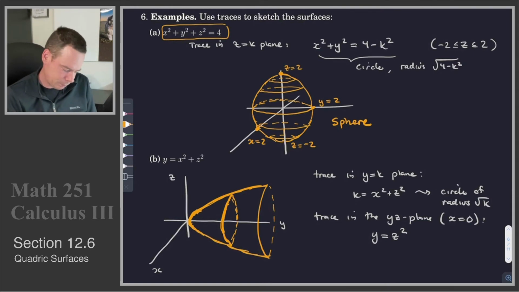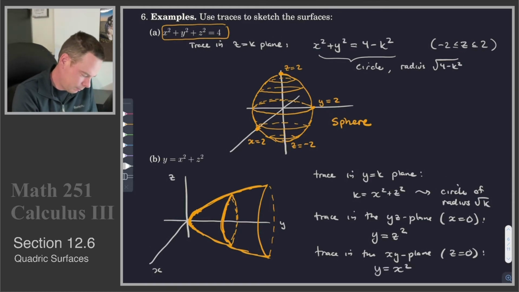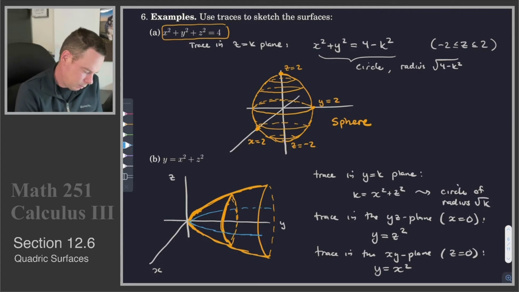We got our parabola. And lastly, we could say what's the trace in the xy plane. That's when z is equal to 0. And that's going to be y is equal to x squared. So again, that's a parabola. So maybe I'll draw that in a slightly different color. It's going to look like this. It's a parabola in the xy plane.